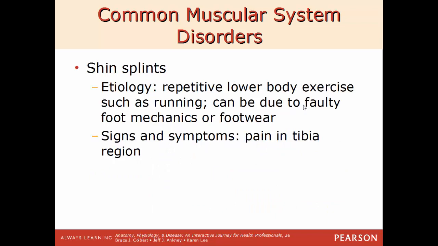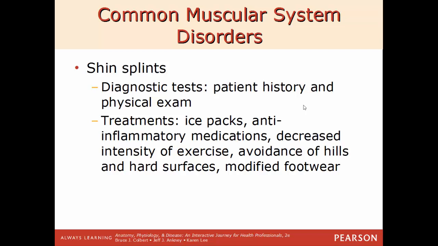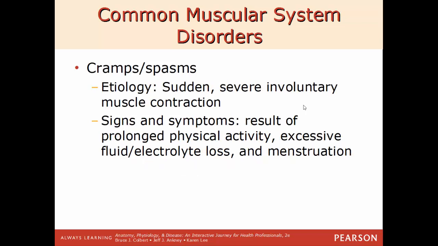Shin splints. Etiology: repetitive lower body exercise, such as running, is a good example of this. It could be due to improperly fitting footwear or improper foot mechanics. Some signs: obviously pain in the tibia region of the lower leg. Way to diagnose this: physical exam, patient history. Treatments: ice packs, anti-inflammatory meds, decreasing how much exercise you do to give it time to heal, and maybe modifying the footwear to be more properly fitting.